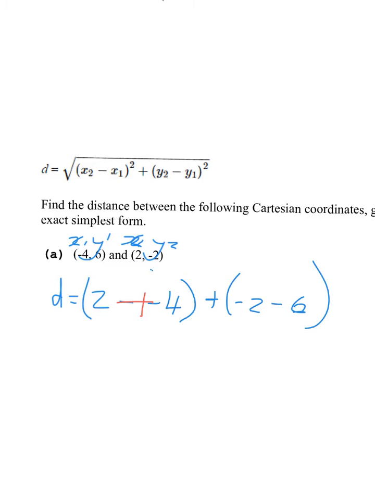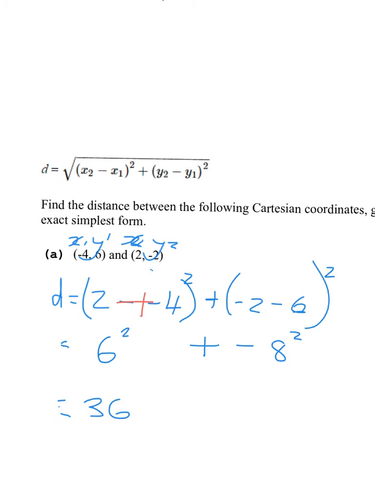Okay, right, so let's look underneath. 2 plus 4 gives us 6. Oh, and both of those have to be squared. So 6 squared plus negative 2 take 6 gives me negative 8 squared. Okay, so 6 times 6 gives me 36.